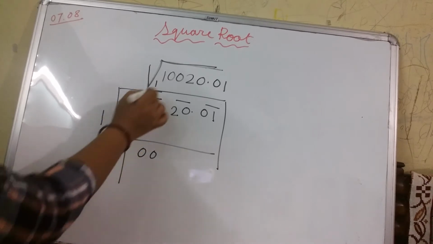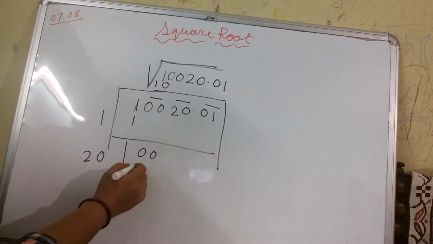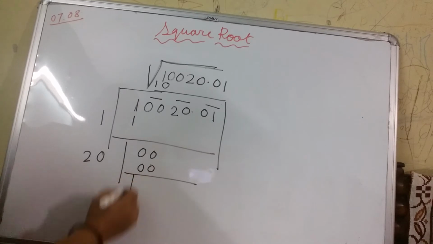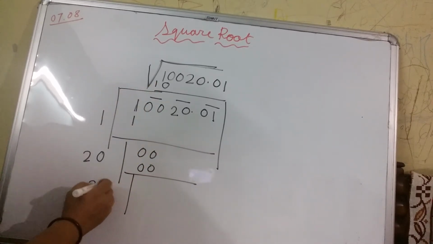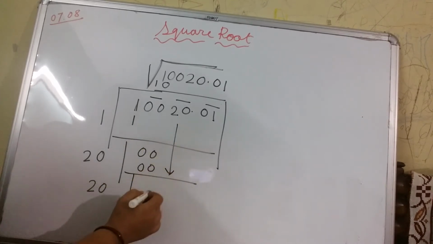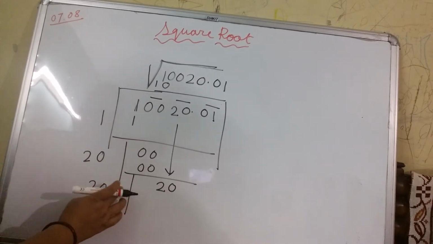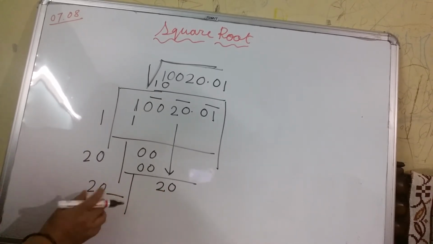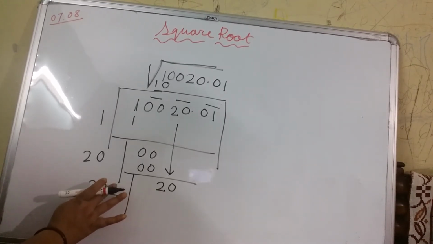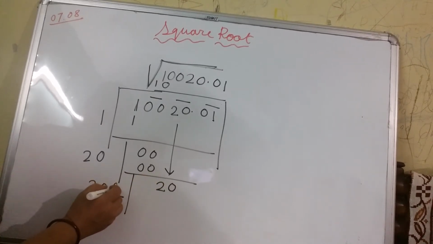Only if you put 0, then only it can become 0. Okay, so next is 10 twos are 20. Okay, next you have to bring down this 20. Now 20 is, you put any number, say the least number you can put, that is 1. It will be greater than this. So you have to put 0 here.